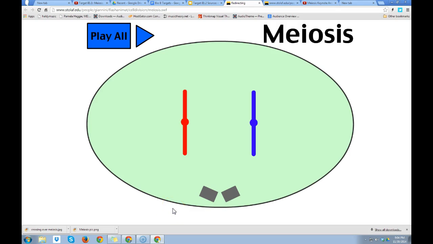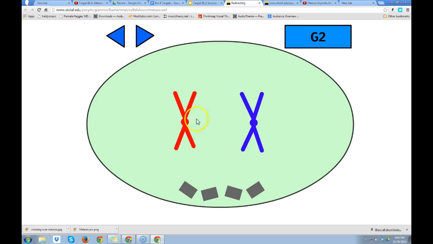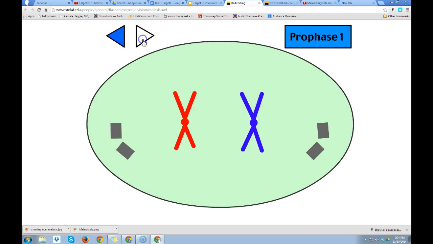Okay, here's an animation of meiosis, and we'll go through it step by step in the phases. Now there are 2 chromosomes in this cell, so we're going to keep track of the number. They've copied themselves, but it's still 2 chromosomes. Now we're going to line up in prophase 1.